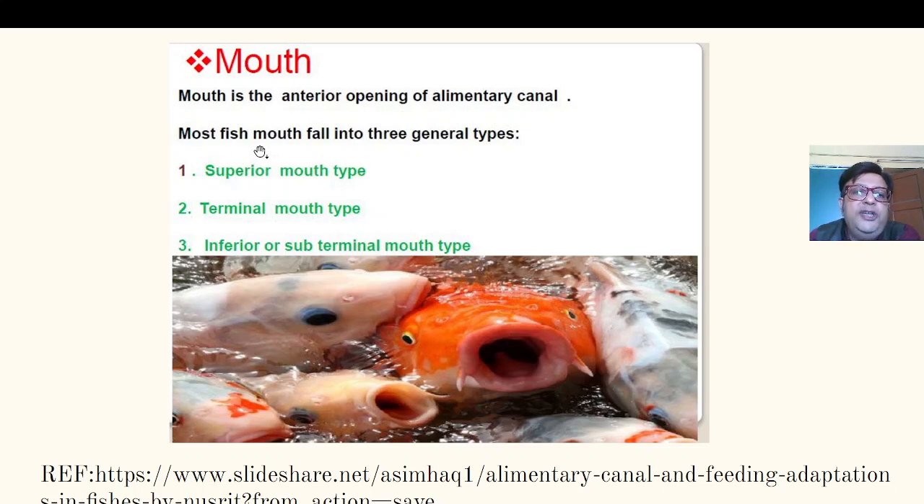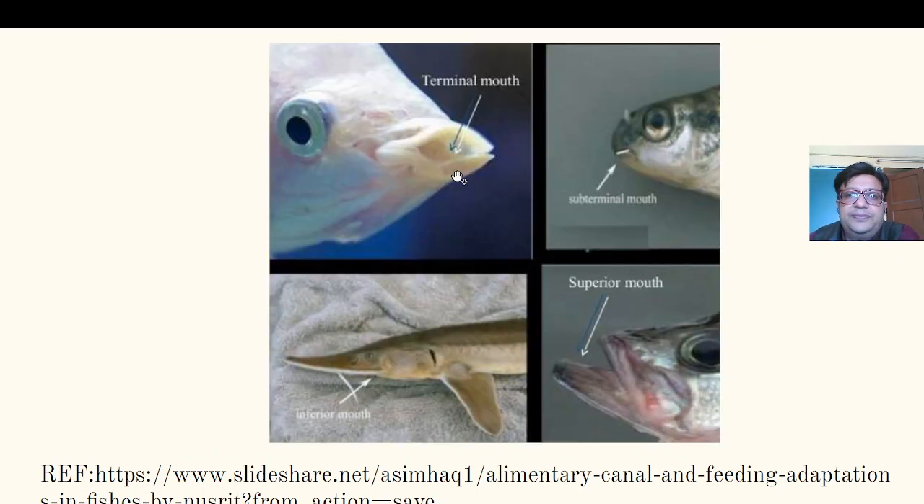So most fish mouths fall into 3 general types. Superior mouth type, the mouth is on the top. Terminal, it's at the edge. And inferior, it's just below. One mouth is here, one mouth is here, one mouth is here. So there are 3 types of mouth.